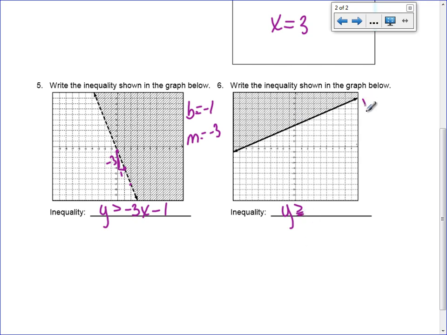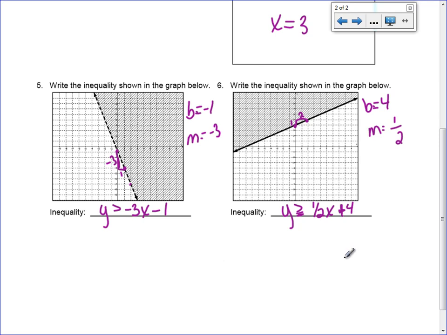My y-intercept for this is at 4. My slope is going to be right here, so I went up 1 and over 2, so my slope is 1/2. So my inequality is going to be y is greater than or equal to 1/2 x plus 4. Now, that's all there is to that.